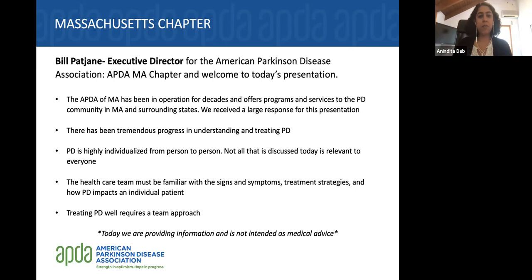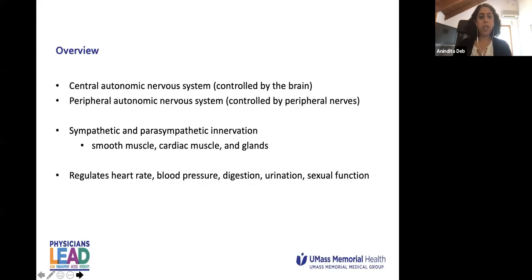Today we're going to cover blood pressure fluctuations in Parkinson's disease. As an overview, as you may or may not know, blood pressure is controlled by our autonomic nervous system, and the autonomic nervous system has multiple parts to it. There's the central autonomic nervous system that's controlled by our brain, and the peripheral system that's controlled by the nerves in our periphery that go into our gut, our hands, our fingers, our feet, our legs. And within the central and peripheral systems, there's again a division into sympathetic and parasympathetic innervation.